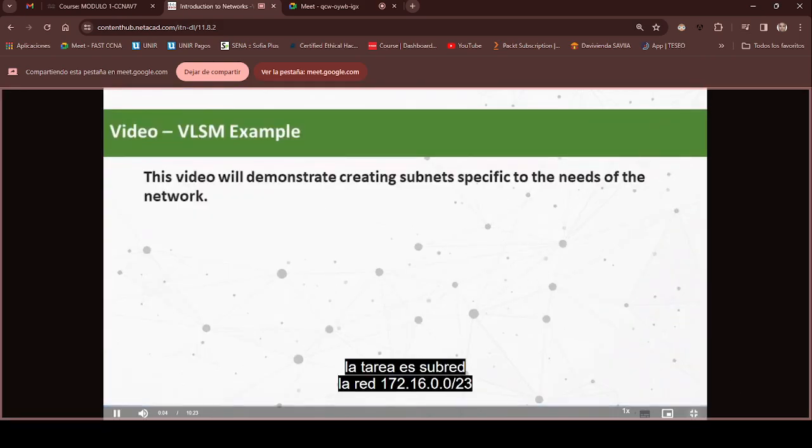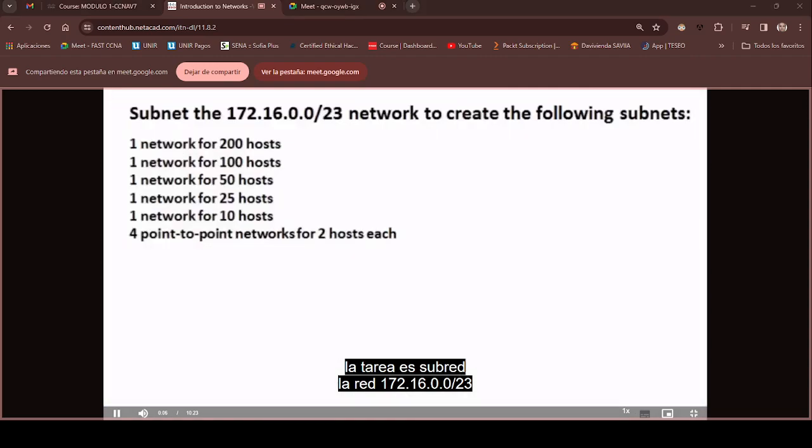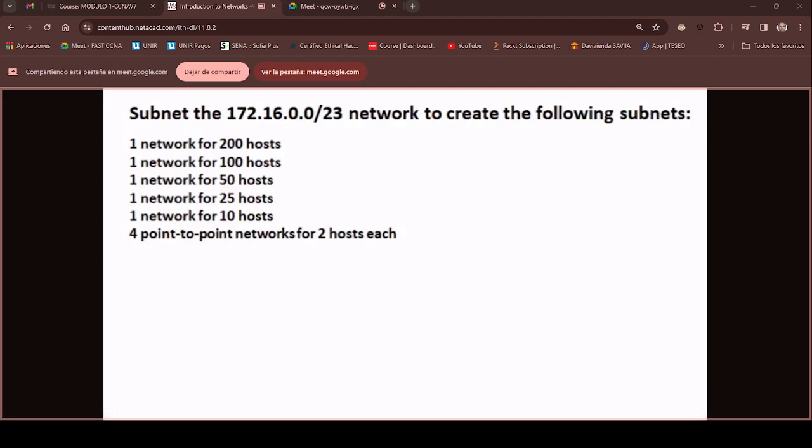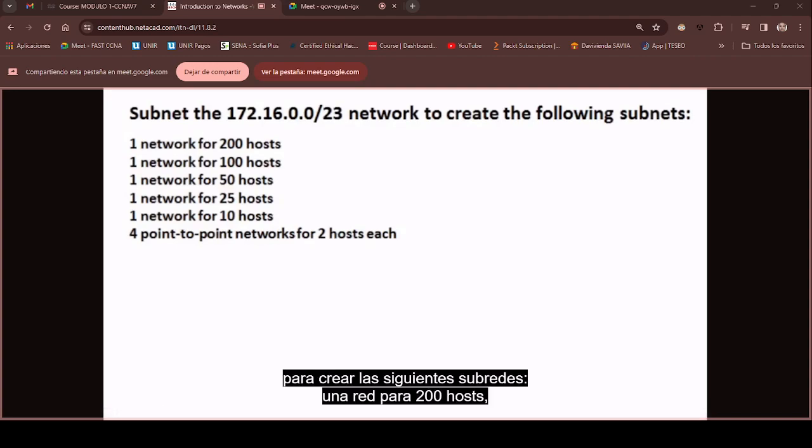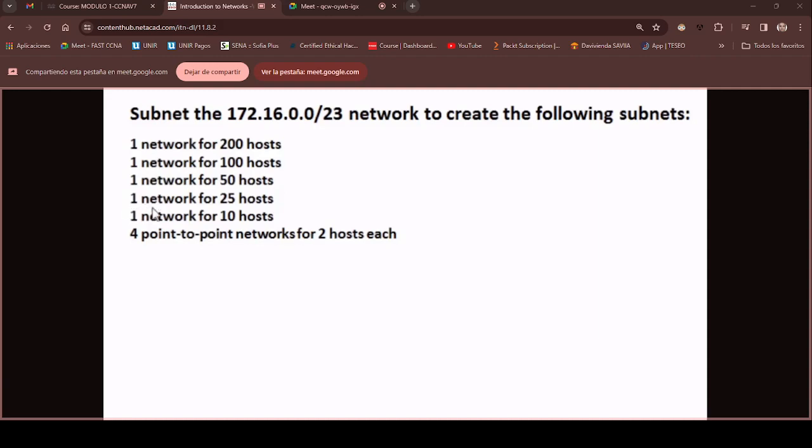In this scenario, the task is to subnet the 172.16.0.0/23 network to create the following subnets: 1 network for 200 hosts, 1 network for 100 hosts, 1 network for 50 hosts, 1 network for 25 hosts, one network for 10 hosts, and 4 point-to-point networks for 2 hosts each.